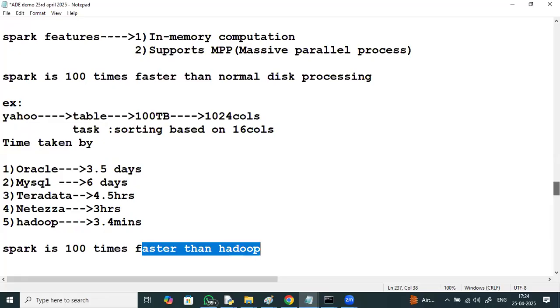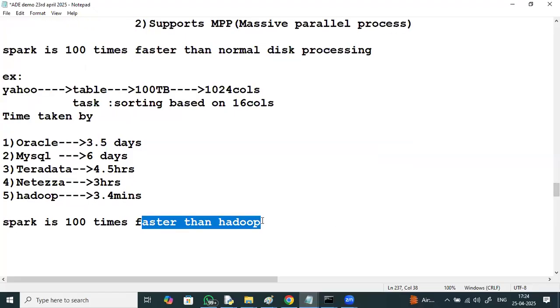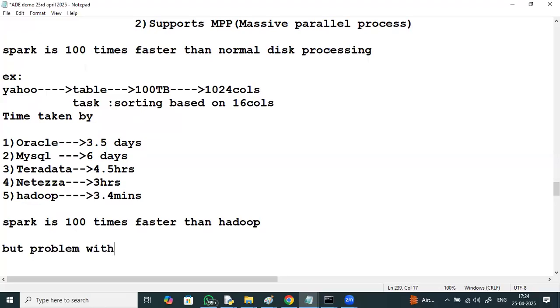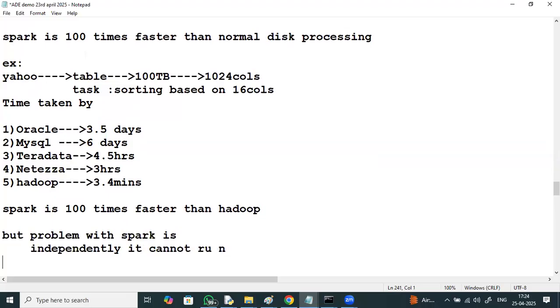But the problem with Spark is that independently it cannot run. It needs a cluster.